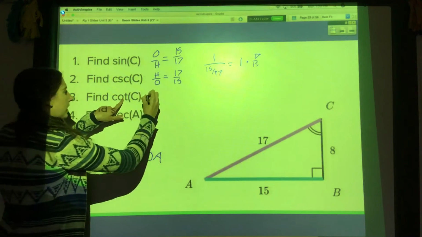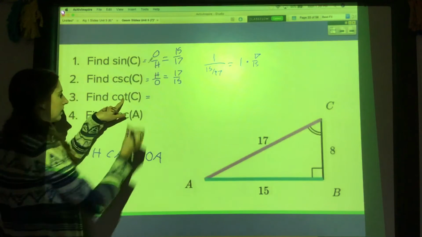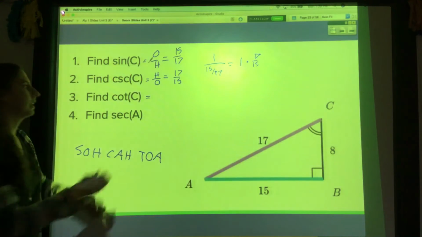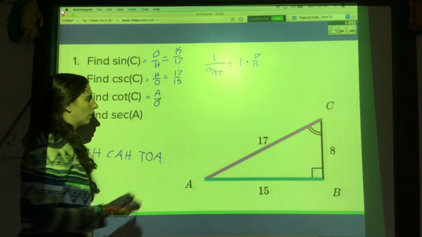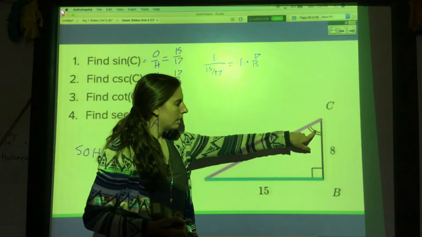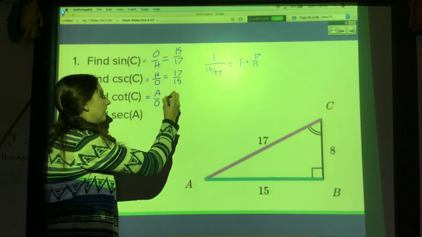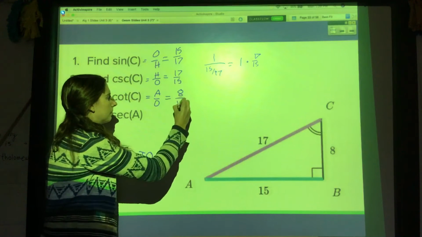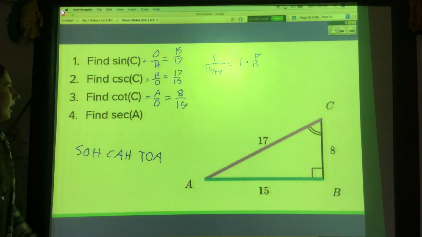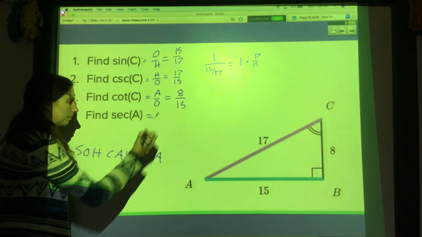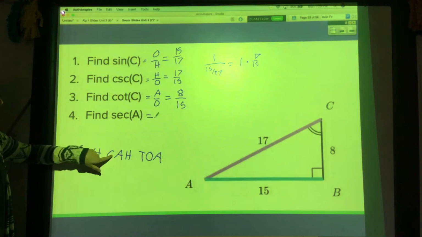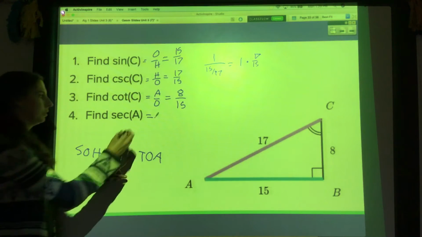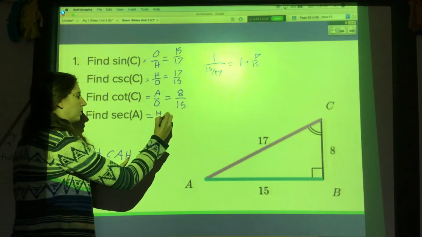Cotangent is the one that goes with tangent. So rather than being opposite over adjacent, it's adjacent over opposite. So let's go find angle C. There's the adjacent side, 8. And the opposite is 15. And then the secant, remember secant goes with cosine. So rather than being adjacent over hypotenuse, we'll flip it and do hypotenuse over adjacent.